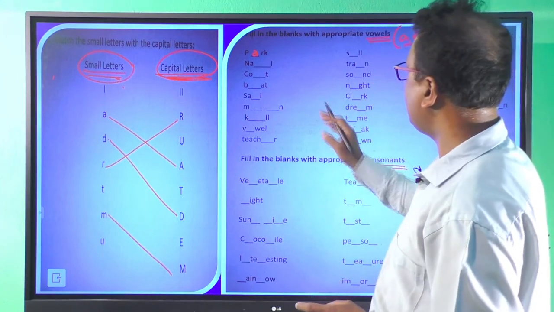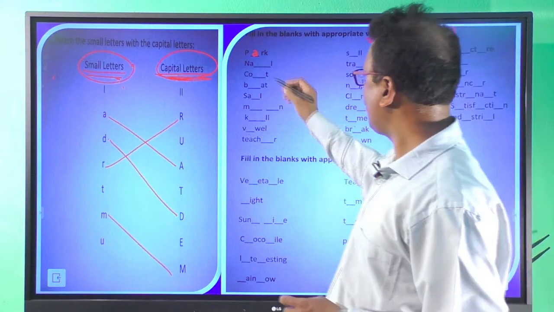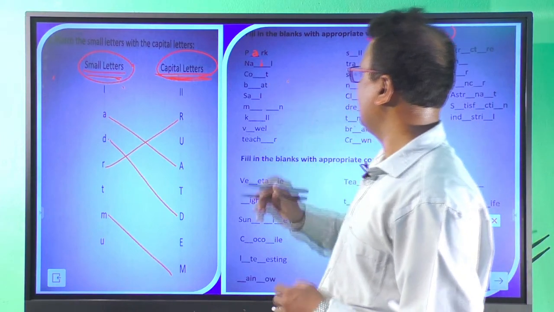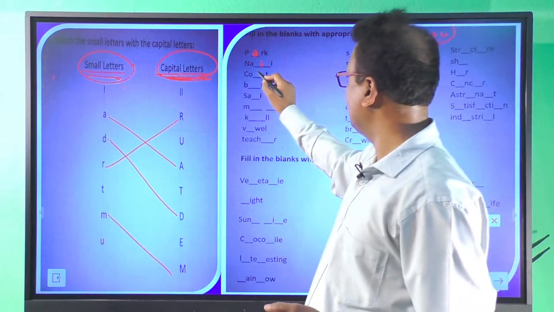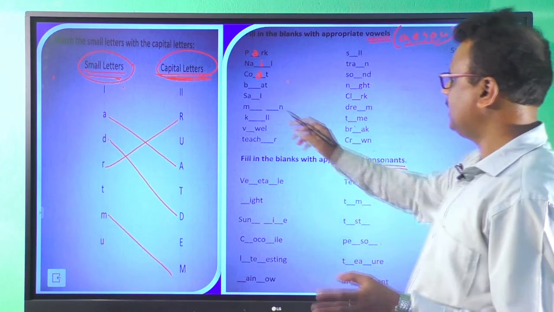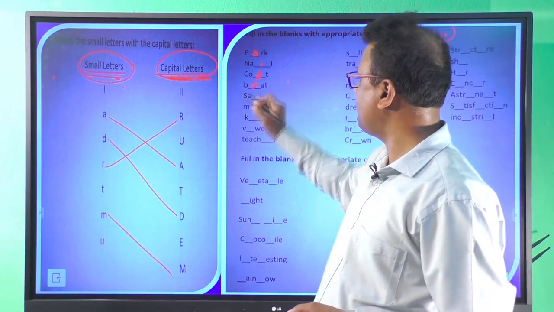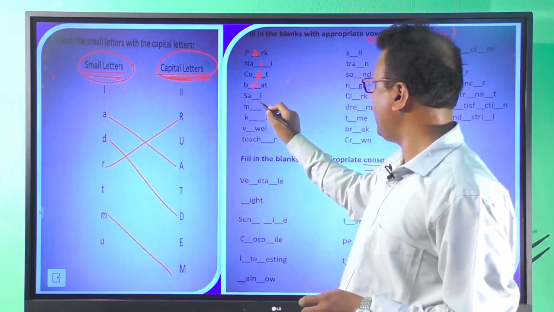Okay, then what is this? N A dash L. Nail. N A I L. C O dash T, vowel. What will this be? C O A T, coat. Then B dash A T, what will it be? B O A T. M O O N, moon.